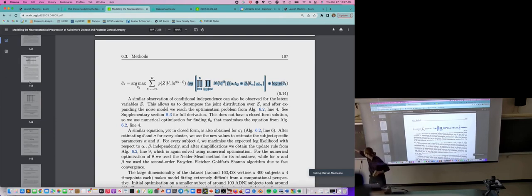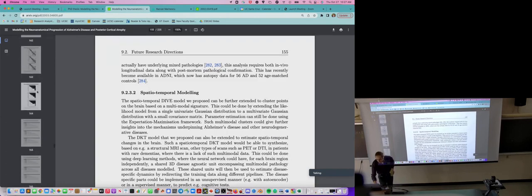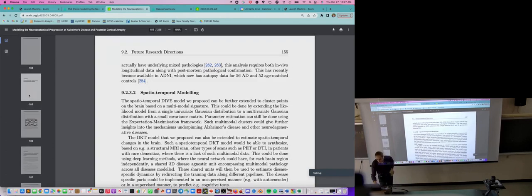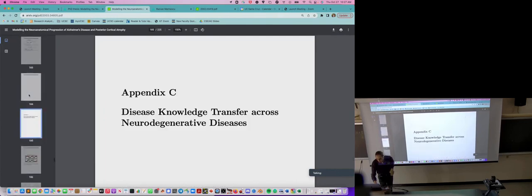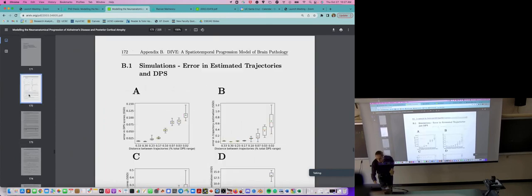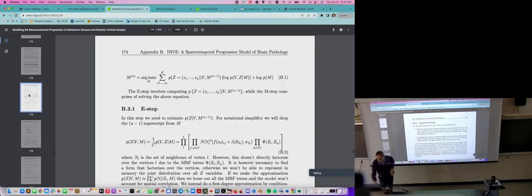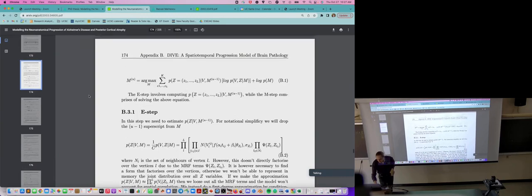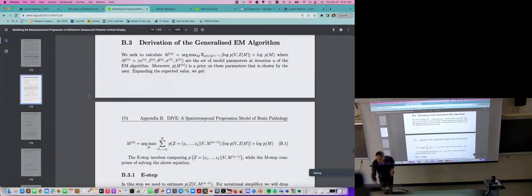Let me move also. I'll let you think about it. What's special about these parameters versus these ones? Any ideas?